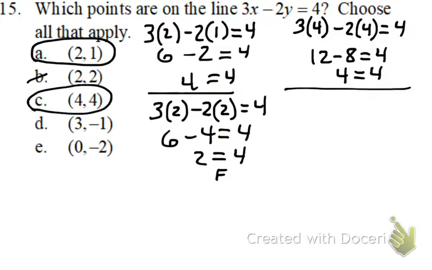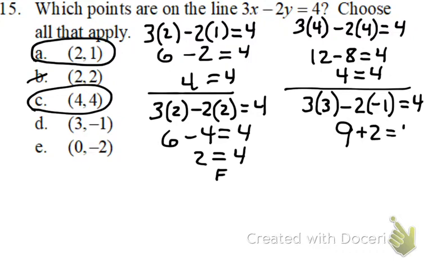If we try 3, negative 1, 3 times 3 is 9, minus 2 times negative 1 equals 4. So 9 minus negative 2 times negative 1, which is positive 2, so that gives you 11, not 4. So that is not a solution.